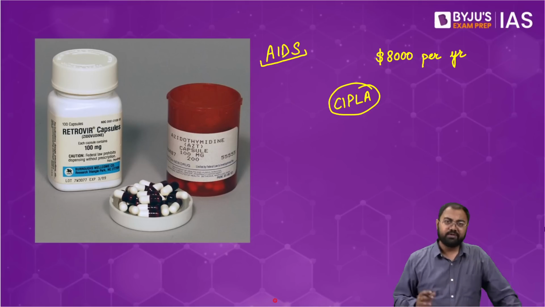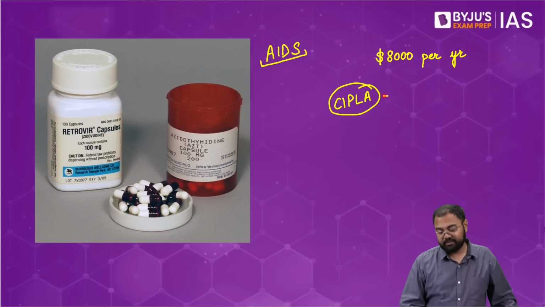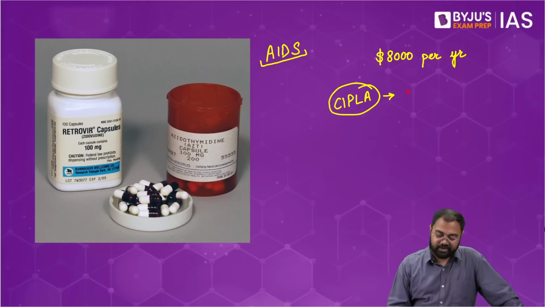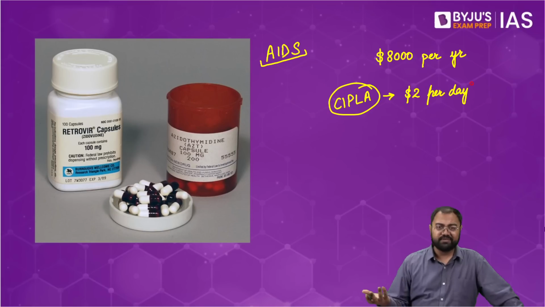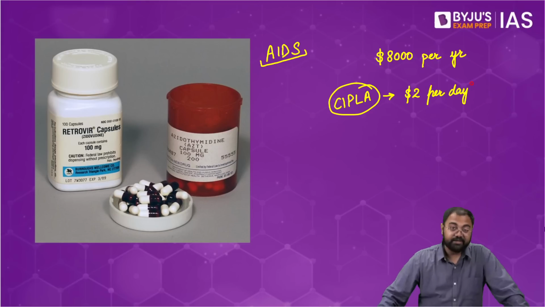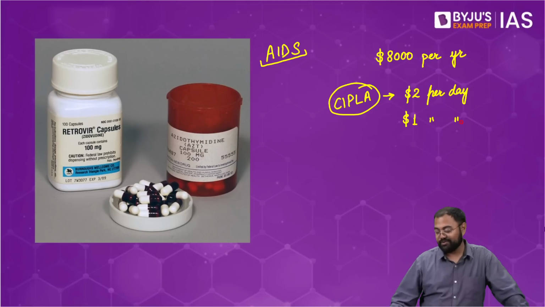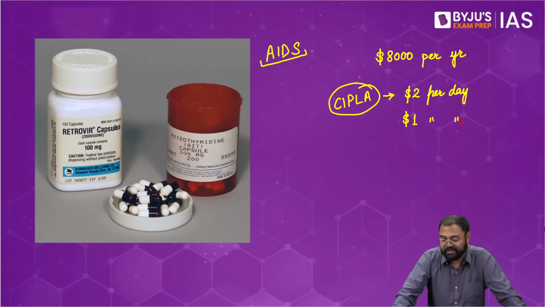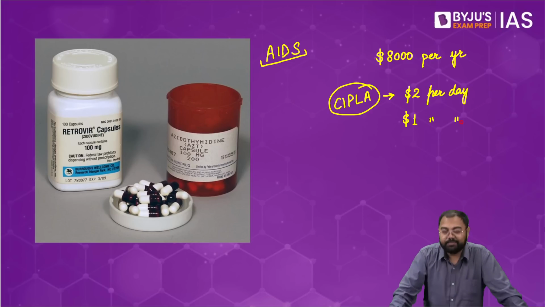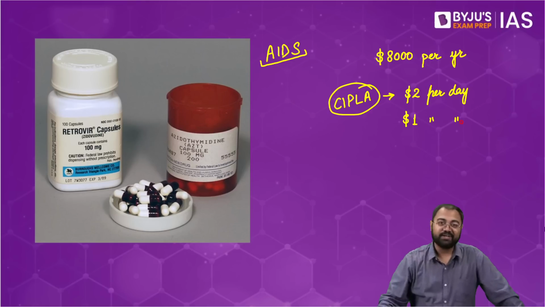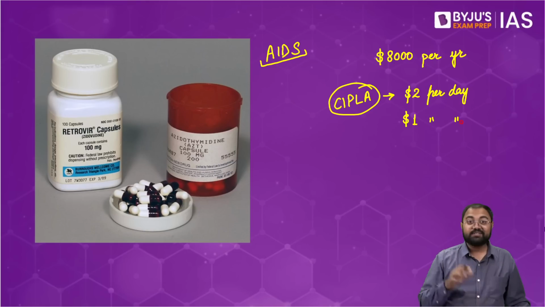Cipla came forward to the government and said that if you let us make this drug, we can bring down the cost to $2 per day. So you can say almost $730 per annum. And they said that if you let us mass produce it, if you let us produce it in larger quantities, we can bring the cost down to $1 a day. Now this was the time of the Atal Bihari Vajpayee government. The government said, okay, go forward, start doing it. And Cipla started. This created a huge uproar.